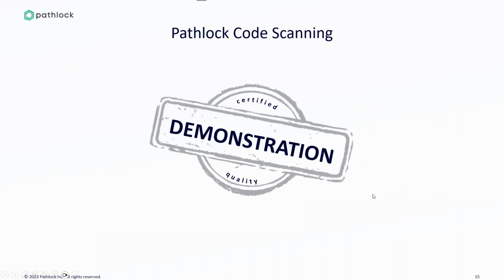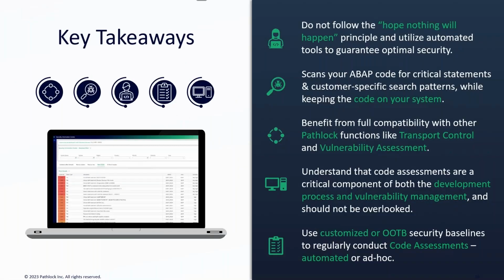So let me go back, since time is running, to my slide deck. It's just one slide left, at least from my side. The key takeaways. At the start, we discussed that you shouldn't follow the hope nothing will happen principle and utilize automated tools for optimal security. Afterwards, we detected that you should use a tool to scan your ABAP code for critical statements, but also for customer-specific search pattern, because every threat, every code vulnerability scenario is different.